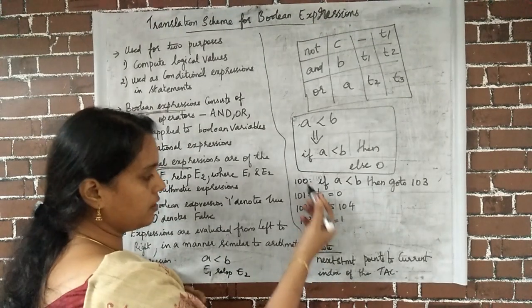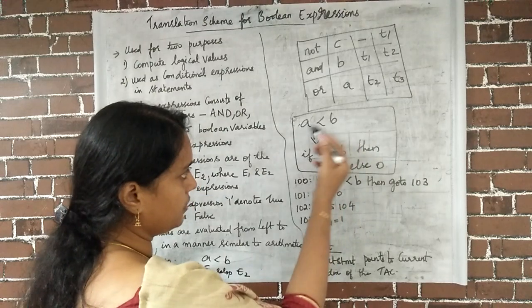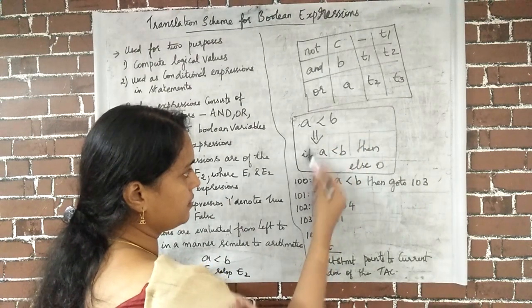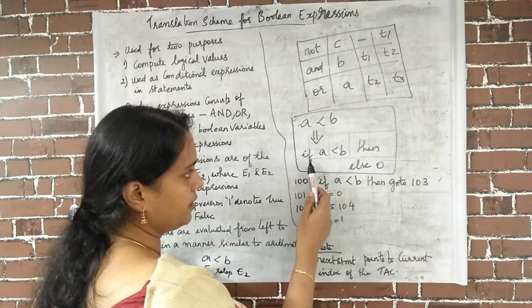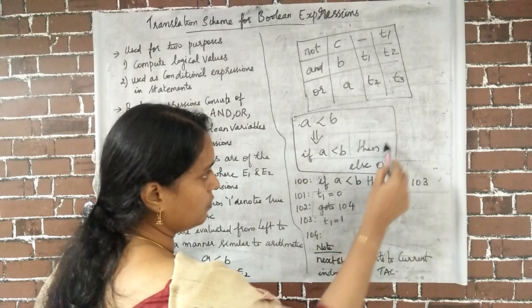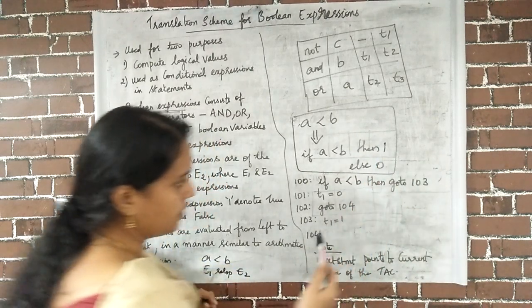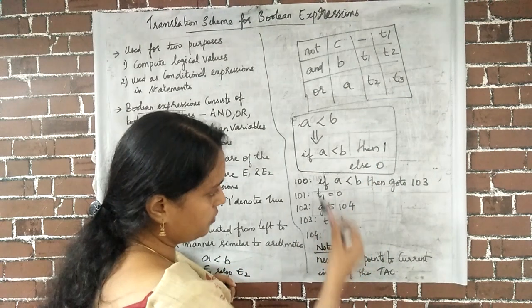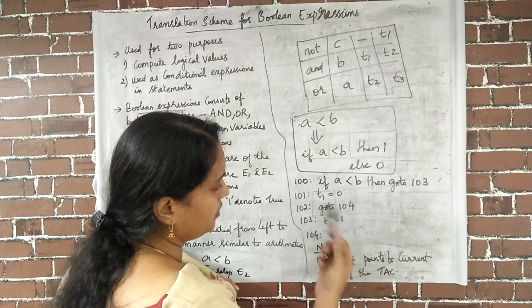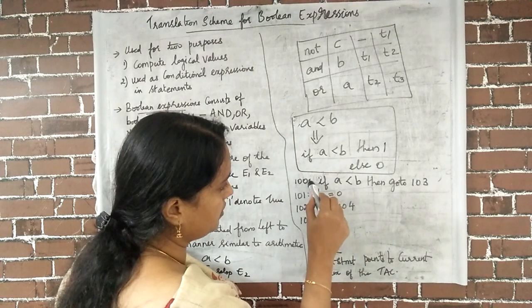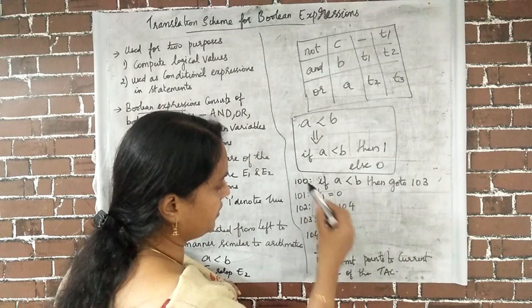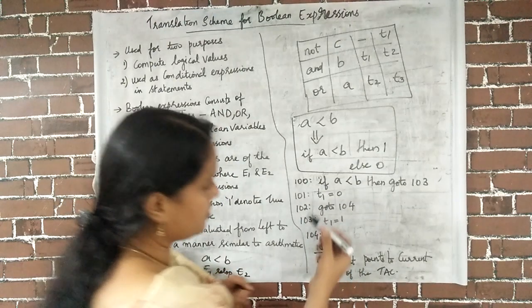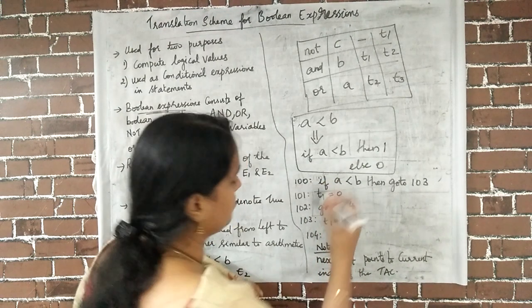So this is the corresponding three address code for A less than B. A less than B is equivalent to a conditional statement: if A less than B, then 1, else 0. So we represent it in the following way. Now I am starting the index from 100, so the three address code is generated at location 100.